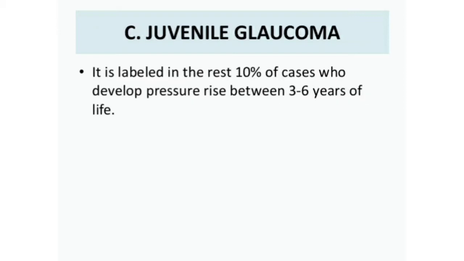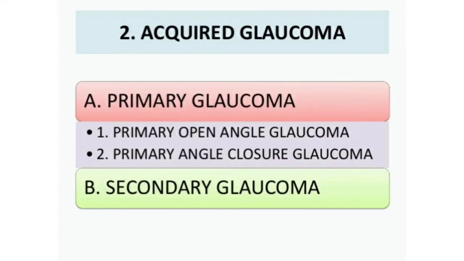Now the rest, 10%, have juvenile glaucoma. Juvenile glaucoma occurs between 3 to 6 years of age. It is the same thing, but it occurs in a later phase of the child's life, 3 to 6 years. That is juvenile glaucoma. Acquired glaucoma can be of two types, primary and secondary. Primary glaucoma can be primary open angle glaucoma, POAG, and primary angle closure glaucoma, PACG.